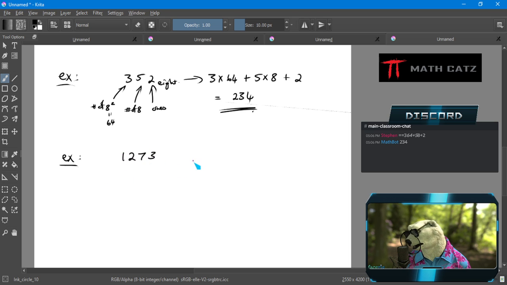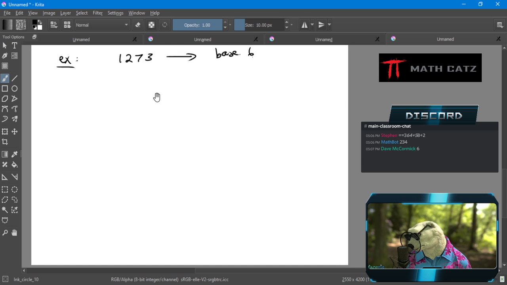1273 into base, what base do you want? Doesn't matter to me. Pick a base, any base. 6. All right. I know my method. I go in knowing the method. When I'm going from decimal, I am going to pick my group size, I call it.